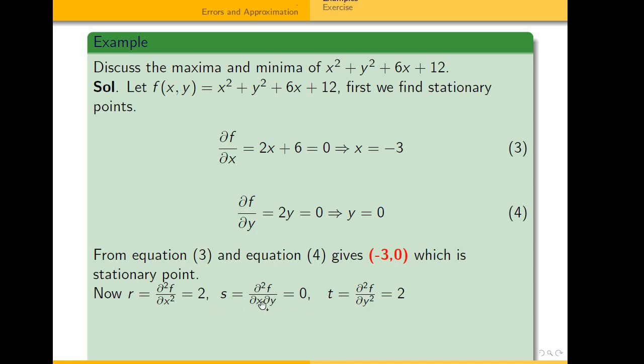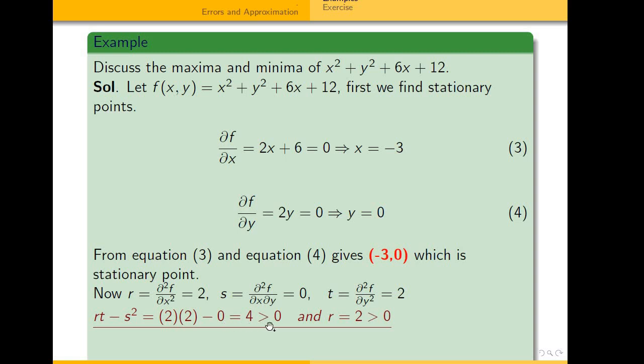That means we have r, s, t. Now after this we have to find rt minus s square. This is r into t minus s square. R is 2, t is 2, 2 into 2 is 4, minus s square is 0. So rt minus s square is 2 into 2 minus 0, which is equal to 4.